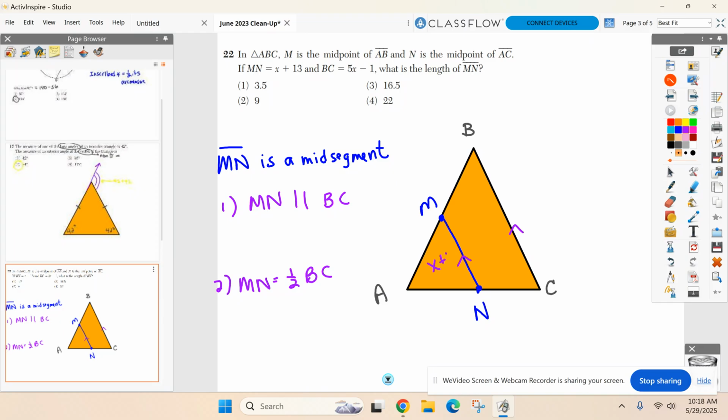X plus 13, 5x minus 1. We are certainly not going to set them equal to each other. I know that's incorrect, but can you adjust it for me now that you know these two facts? I'm sure that answer's there, by the way, because they want you to set it equal. How do you adjust it to make them equal, Zach? Multiply BC by 1/2, or I can multiply MN by 2. Either one.